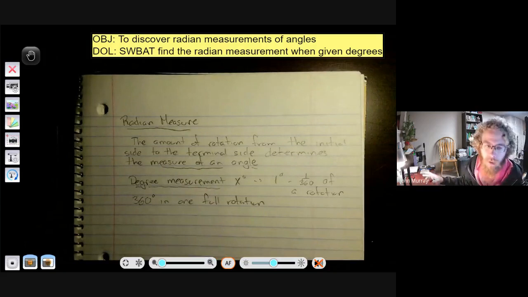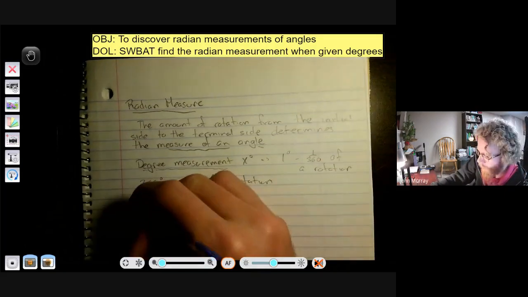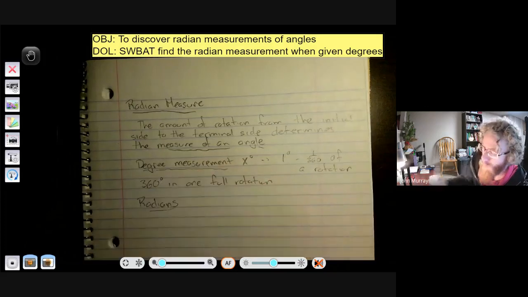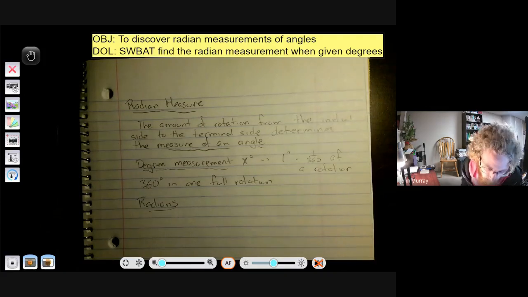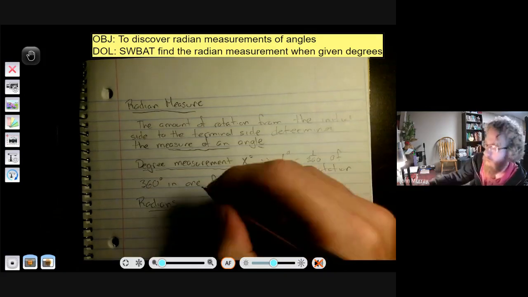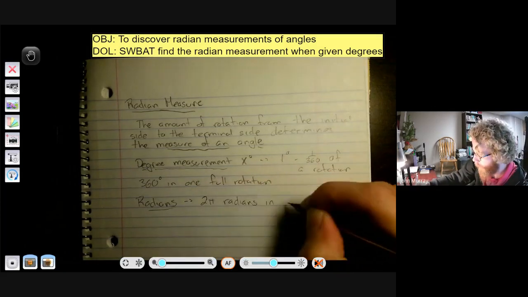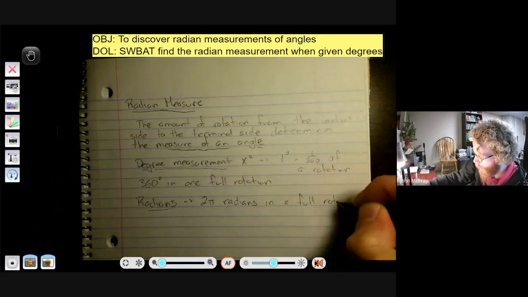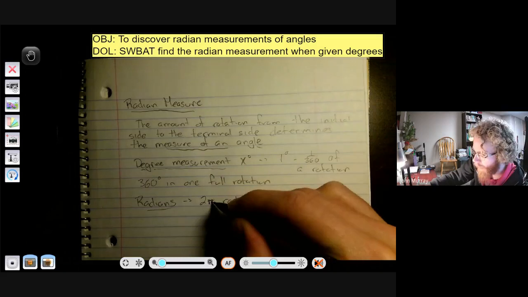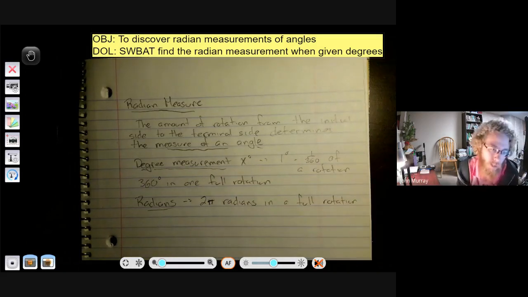Okay, but so, right, degrees is one way to measure. The other way to measure, actually, there's a few ways to measure, but another popular way to measure is something called radians. All right, so radians has to do with pi. Anytime we're dealing with radians, more than likely pi is going to be part of the value. All right, so for radians, 2 pi radians is 1 full rotation.